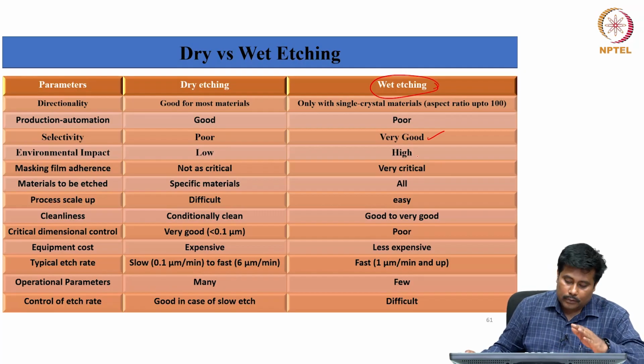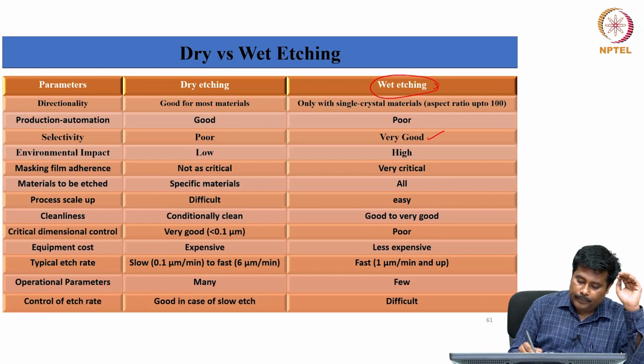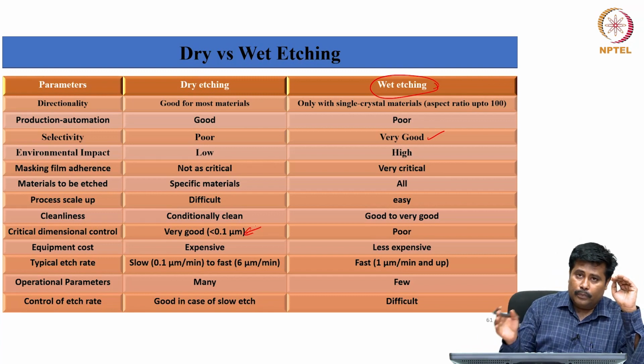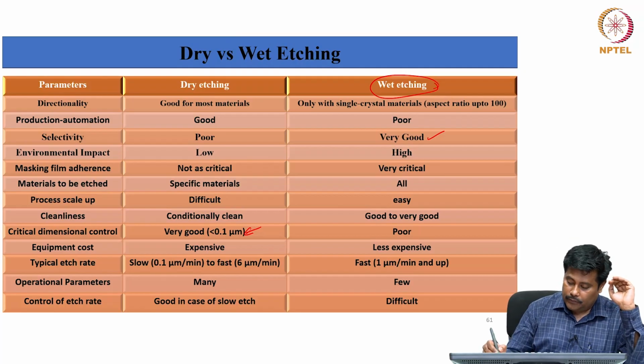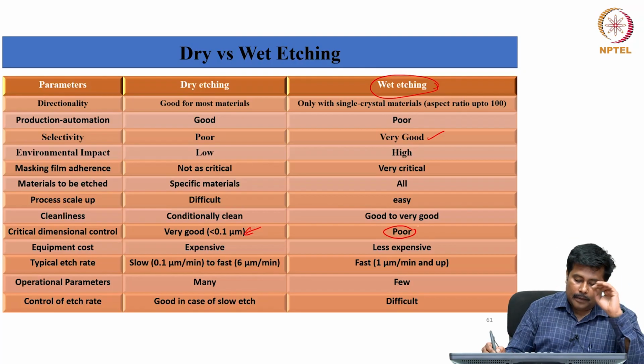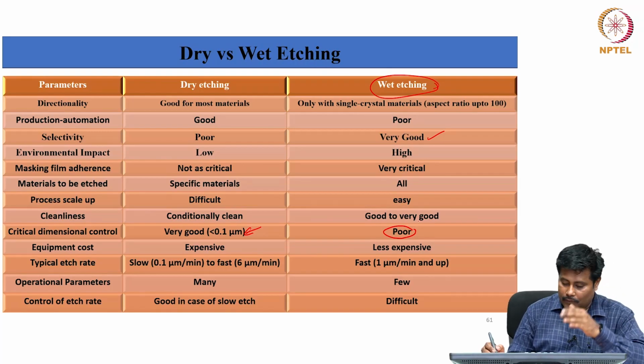It is less than 0.1 micron, which is highly used or potentially used from a micro robotics point of view. In the case of the wet etching process, this parameter is considered to be pretty poor. And from a cost point of view, the dry etching process is slightly costly compared to the wet etching process.